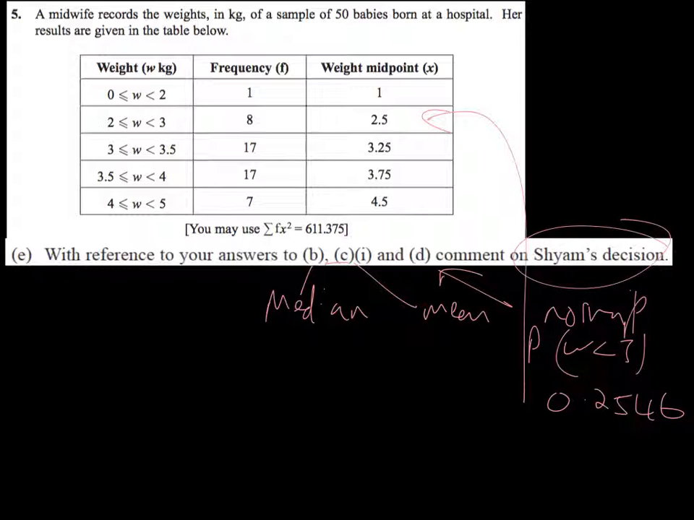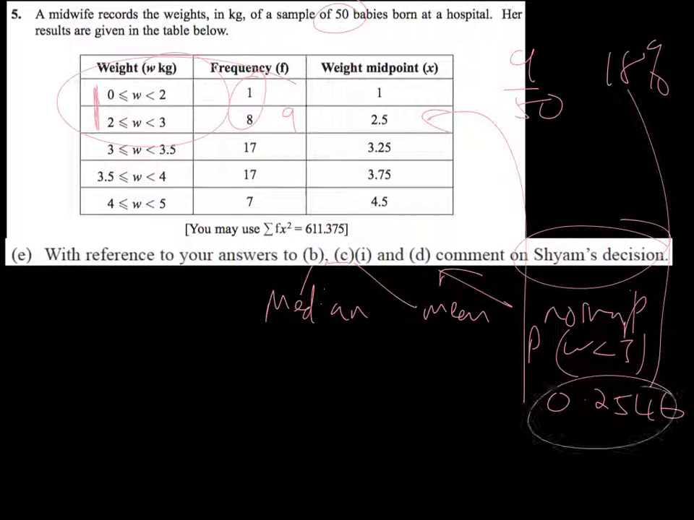Now, let's have a look at how that compares with what we actually found. The probability that W was less than 3 according to the actual data, the cumulative frequency, would be these two together, which would be 9. So the probability that W was less than 3 would be 9 out of a total of 50, which is going to give us a value of 18%, which we can see is considerably lower than the value we got from the model using the normal distribution.